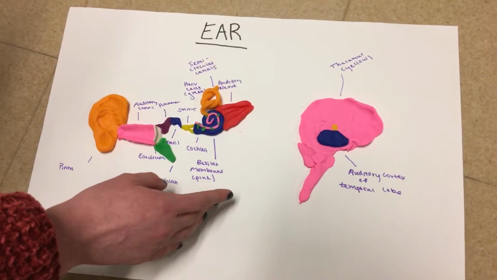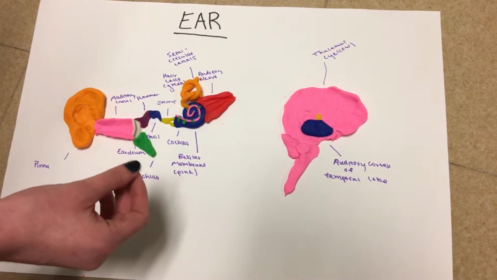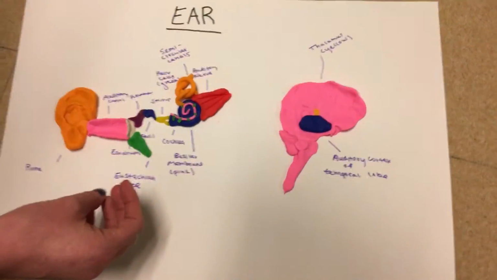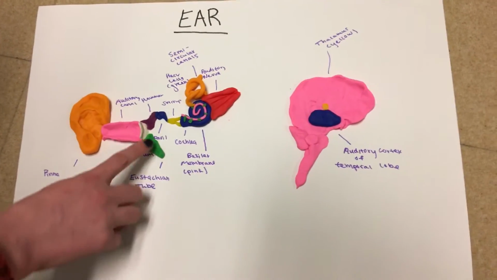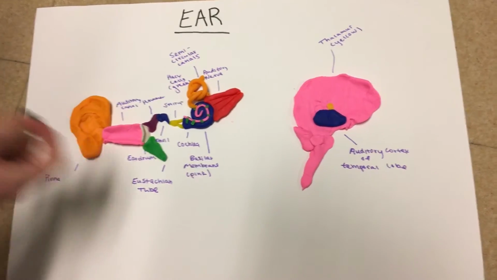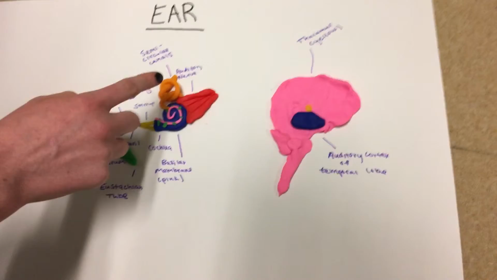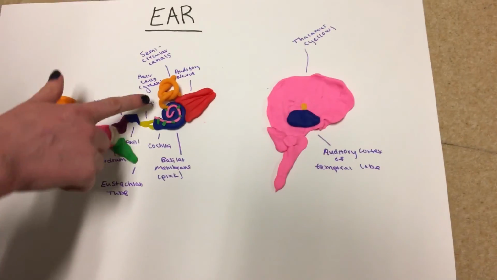And then there's also the Eustachian tube, which connects the middle ear to the back of the nose and equalizes the pressure between the middle ear and the ear outside, which is right here. There are also semicircular canals, which are 3 loops of fluid-filled tubes attached to the cochlea in the inner ear, and they help us maintain our sense of balance, which are the orange here.